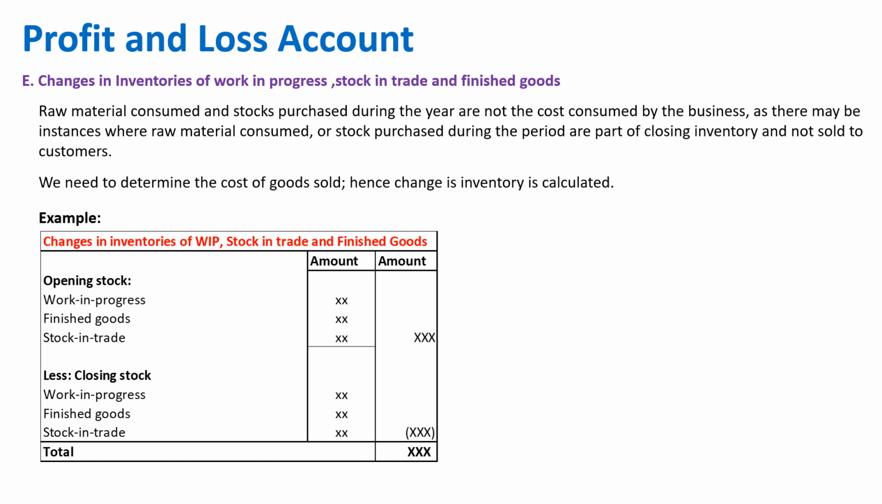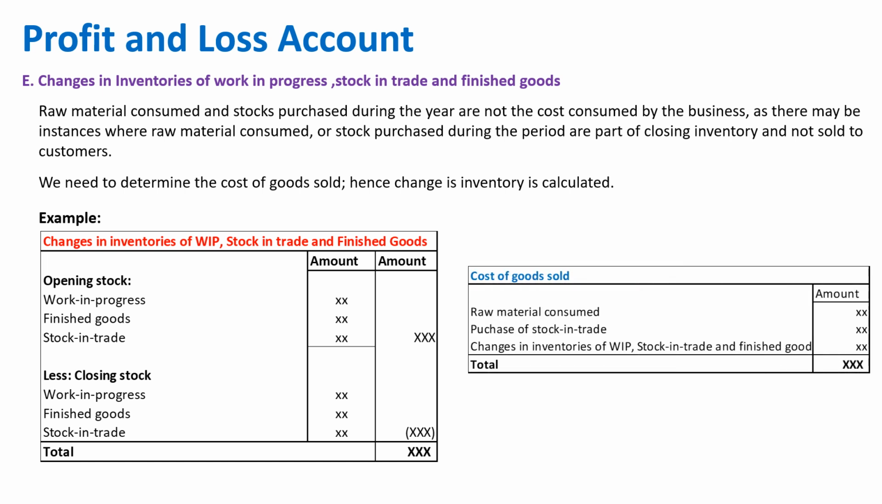Now how is the change in inventory reported? For change in inventory of WIP, stock in trade, and finished goods, you will have the opening stock. That means whatever stock you reported as closing stock for March 2024 is carried forward to 1st April 2024 as opening stock. You have to report that first: work in progress, finished goods, stock in trade. Now you have to reduce the closing stock you are reporting on March 2025, that is, on the date of preparing the financial statement. So work in progress, finished goods, stock in trade. The difference between opening and closing stock will be reported as change in inventories, right?